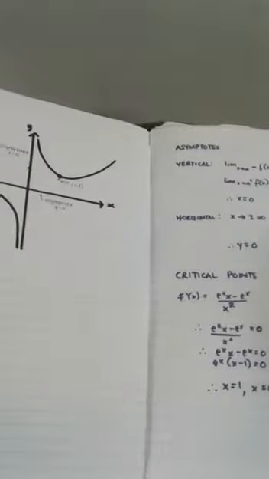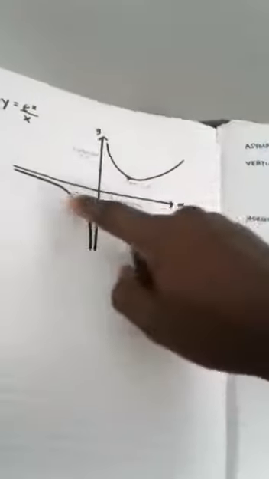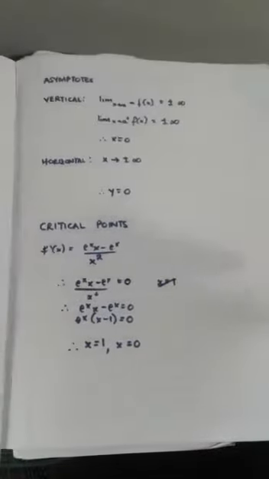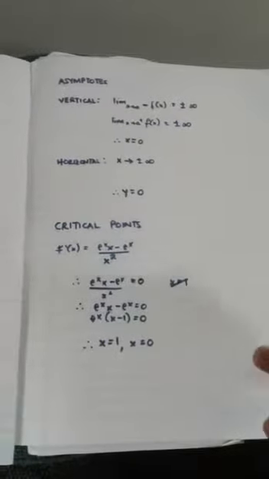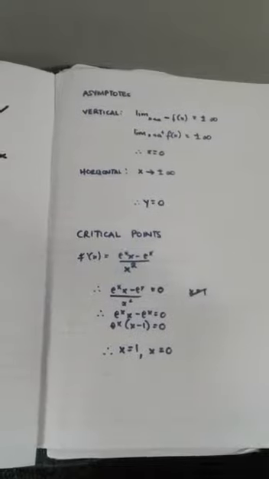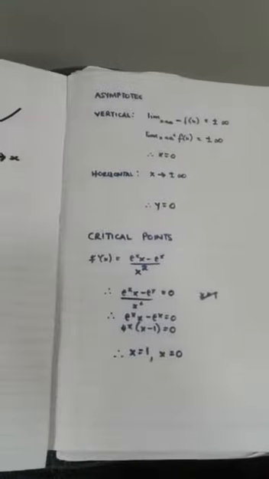For our horizontal asymptote, we found that as x approaches positive or negative infinity, y will equal 0. So these are the asymptotes of the graph: x equals 0 and y equals 0. For our critical points, we just found the first derivative and equated it to 0. And that gave us two answers, x equals 1 and x equals 0. So these are the critical points of our graph.